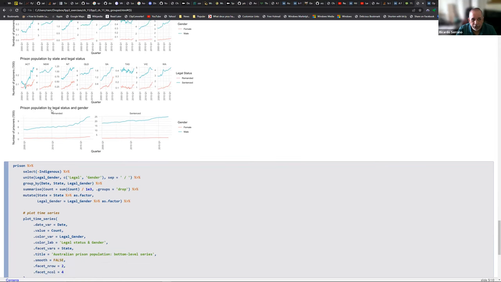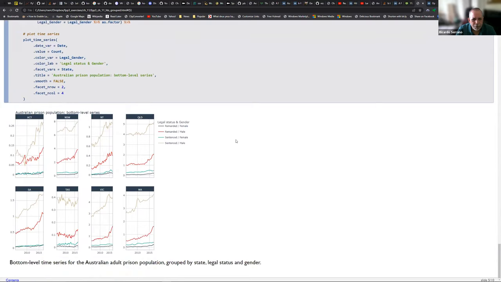And then prison population by legal status and gender. We see that the males still have that upward trend, and the females have just a slight increase or even kind of a flat line. So more or less, we have an idea of what the time series look like depending on each of the aggregations. And this is another one from the bottom level, of the legal status and gender by state, all right?